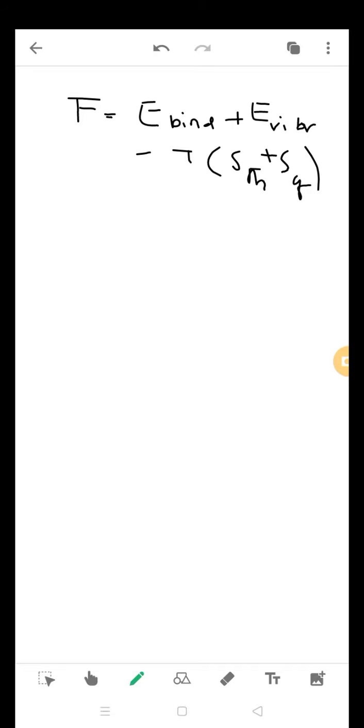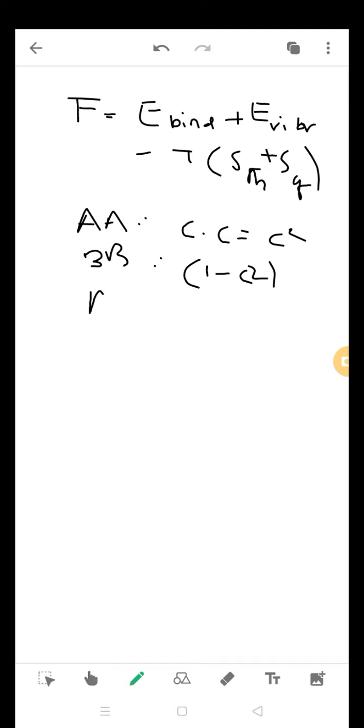Now if there is an attraction between A and A, it means that concentration of C into concentration of C, so that makes it C squared. And there is an attraction between B and B, so the concentration will be 1 minus C squared. If there is an attraction between A and B, it will be twice C into 1 minus C. We introduce the factor of two because an AB attraction is equal to a BA attraction, so since we are counting it twice, that is why the two factor is introduced here.